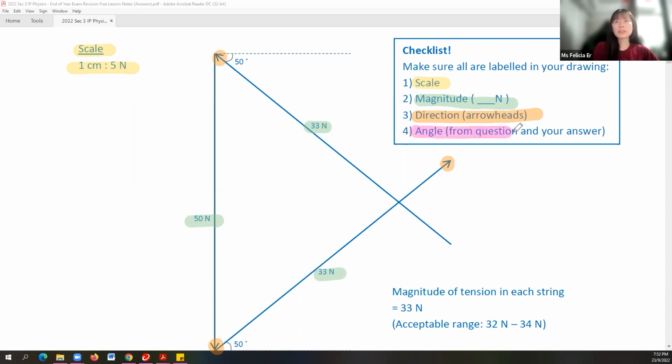So the question, did they show angle? Yes, right. The question showed 50 degree. So can you make sure that you have the 50 degree, two of them? But for this question, they never ask you for angle, so there is no need to label the angle for the answer. Done. So this will be the complete answer. If your answer is not within the range, that means your drawing might be a little bit off, not accurate, then you need to remeasure everything again.